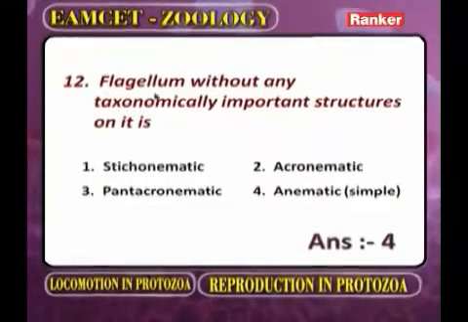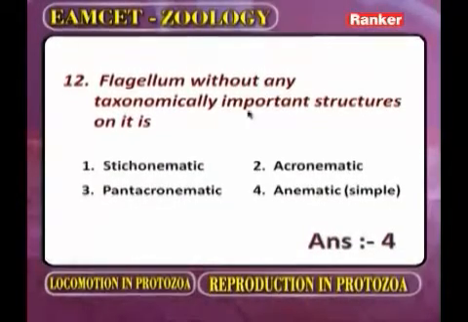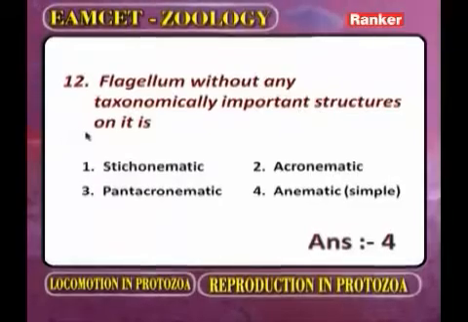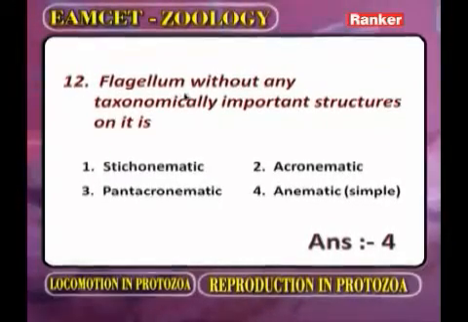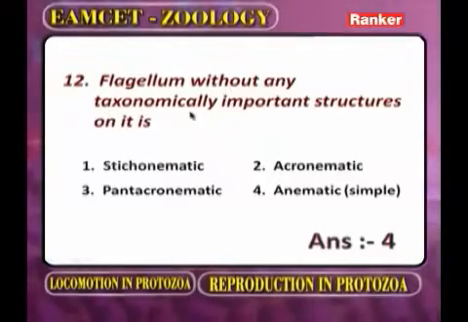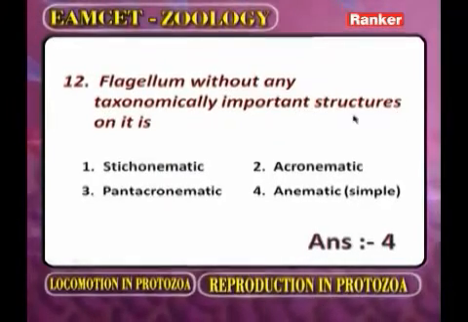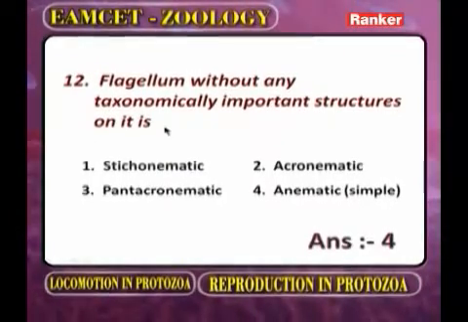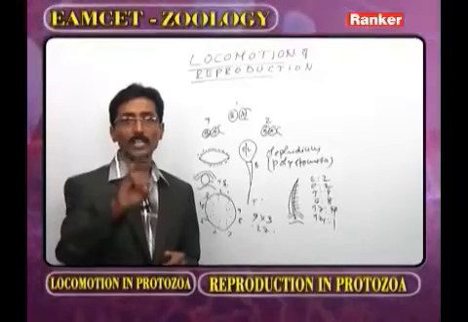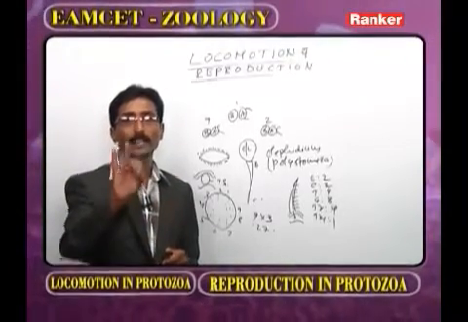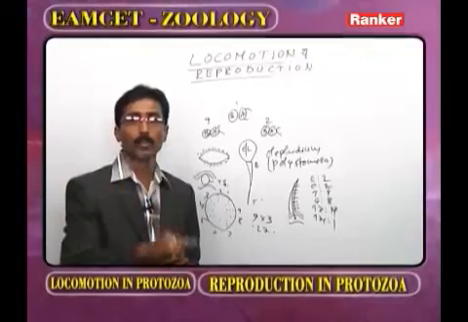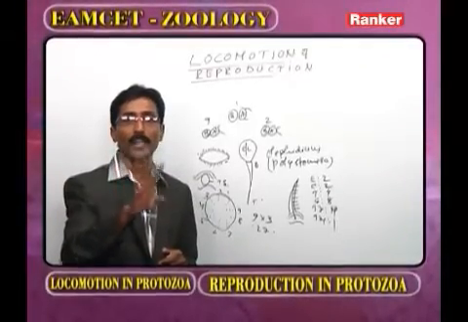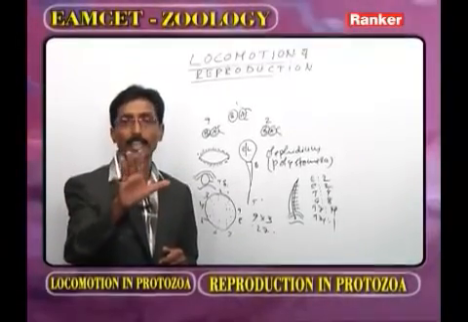Flagellum without any taxonomically important structures on it is... As we observe the flagella, one we call strichonematic, second pantonematic, third achronematic, fourth pantochronematic, and the last one we call anematic.